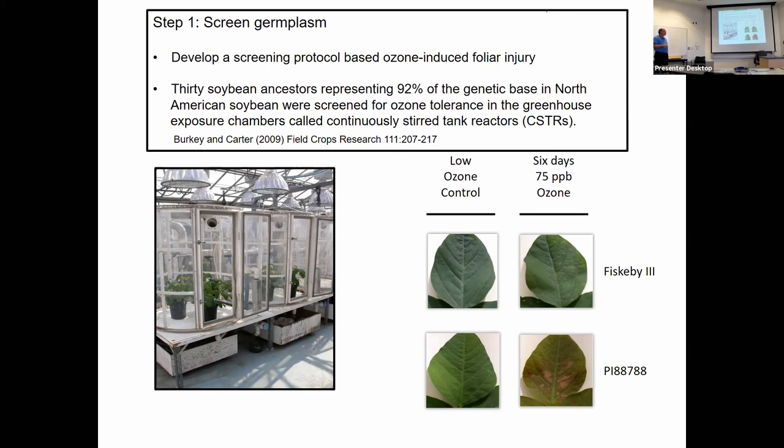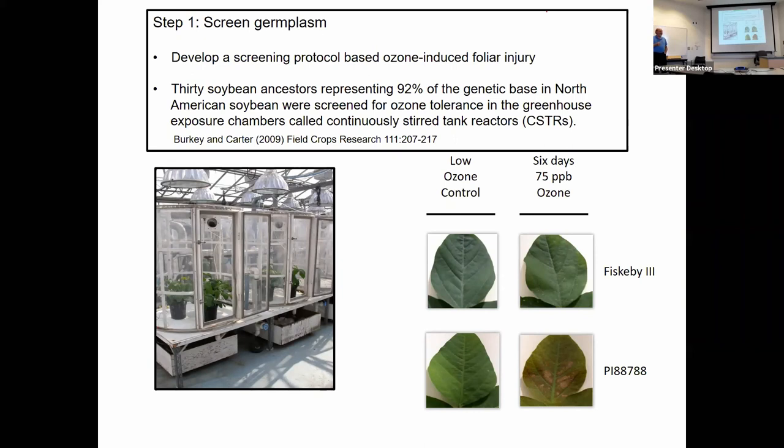One of our most tolerant lines is a line called Fiskeby 3 that originated in Sweden and was brought to Canada for its cold tolerance. But when we screened it for ozone, it was very tolerant to ozone. And here is an example of the injury you get after 5 days on one of our most sensitive lines that we saw. So you can see there's a tremendous difference in the leaf foliar injury. We're using this as our test for deciding whether this is a sensitive or a tolerant line.